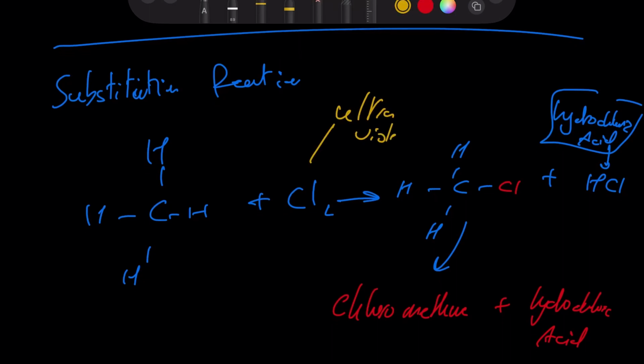Why? Basically, the ultraviolet breaks chlorine into two chlorine atoms instead of a chlorine molecule. So this substitution reaction requires ultraviolet for the activation energy.